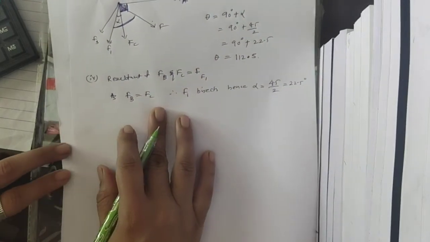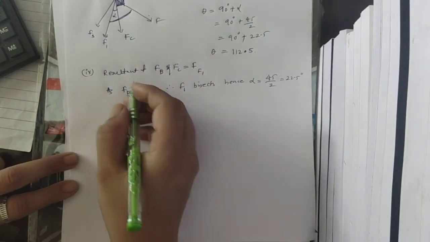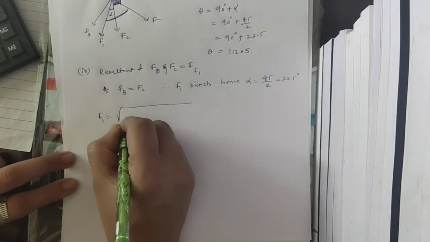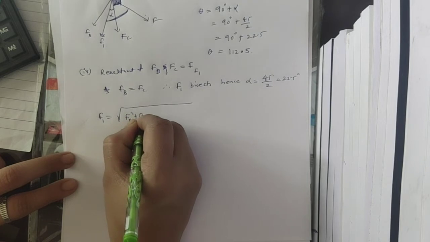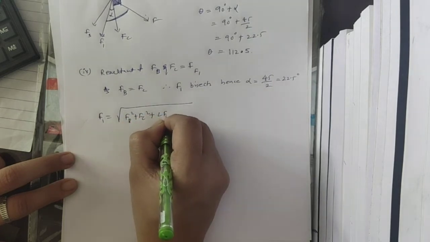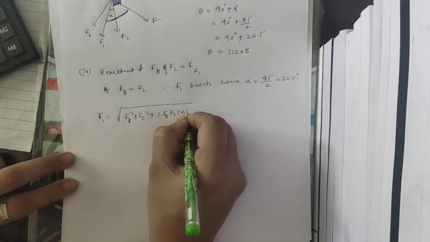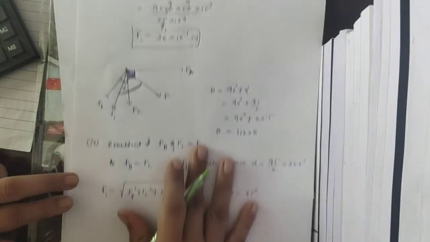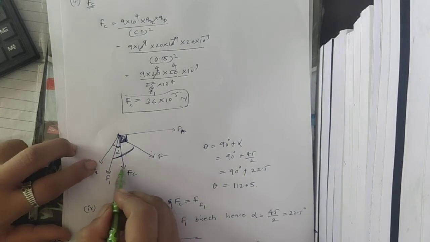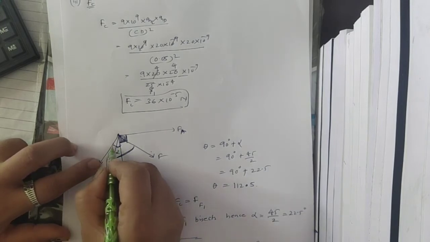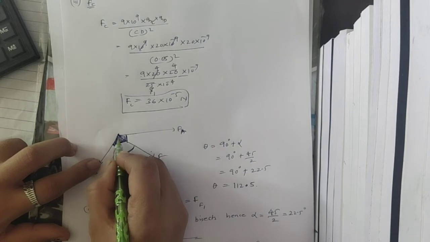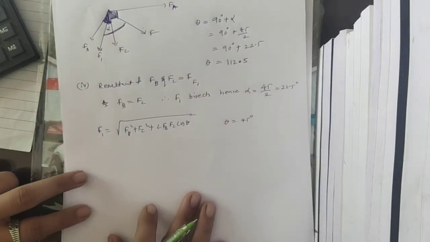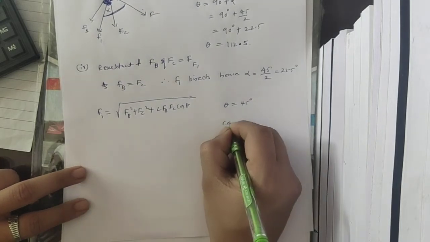Okay. Now, we will find the resultant. F1 equal to square root of FB square plus FC square plus 2 FB FC cos theta. Here, theta equal to 45 degree. Actually, we want to find resultant of FB and FC, so this is theta presently. Theta will be 45 degree because the diagonal bisects. Cos 45 degree.